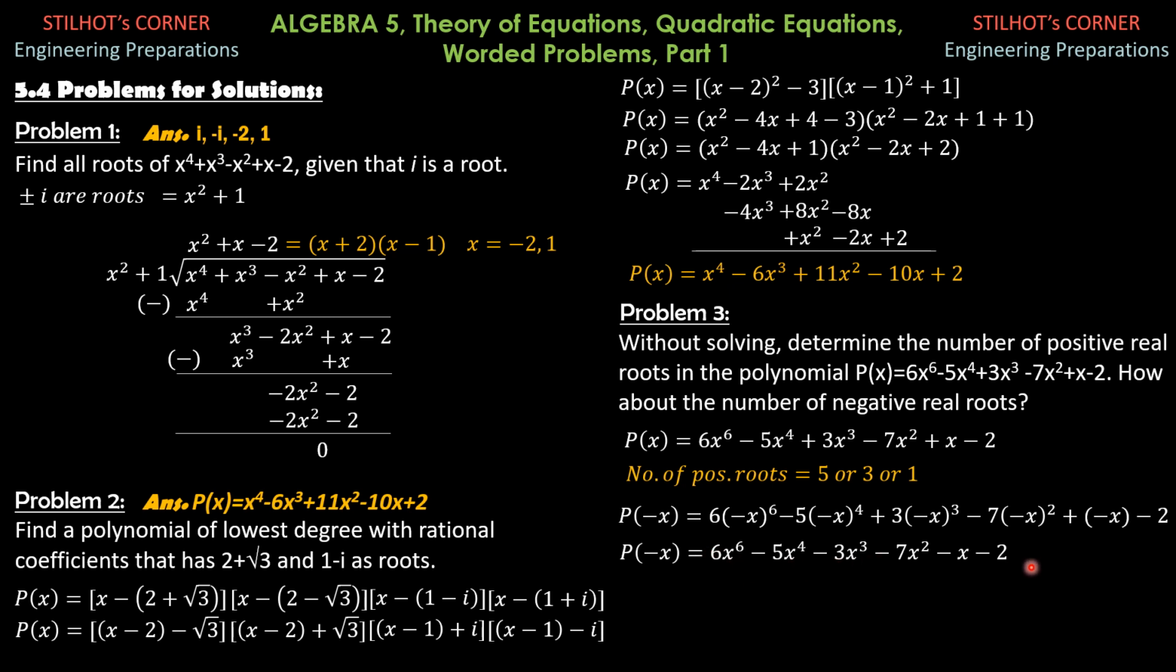So if we count the number of variations in signs, this is the first, and the sign does not change anymore. So there is only one variation in sign for this. That means we expect one negative real root. So the number of negative real roots is 1.